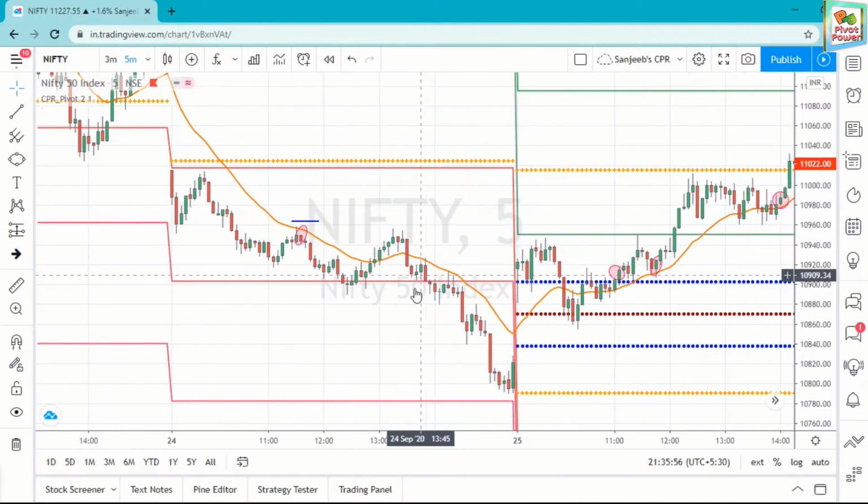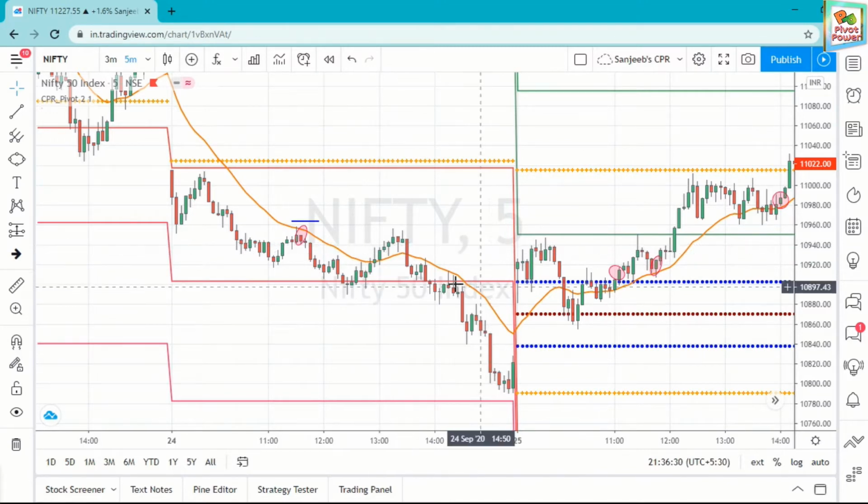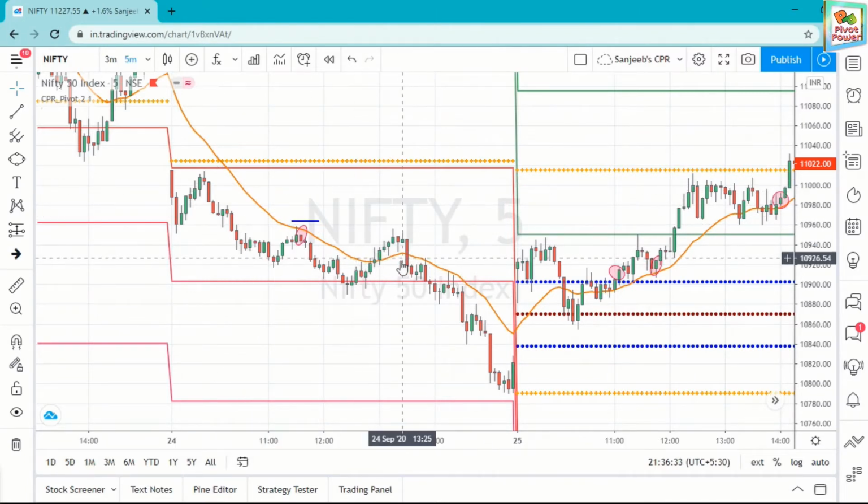Then tell me, where is the next entry for the 20 EMA strategy? Where? Here, here, here. Yes, here can be, but it is in a downtrend, so don't take a buy call, because you always buy with the trend. If it is a downtrend, you can sell. You can take a trade only in the direction of the trend. The trend is downward, so we don't take this trade. Then we wait for the next entry.